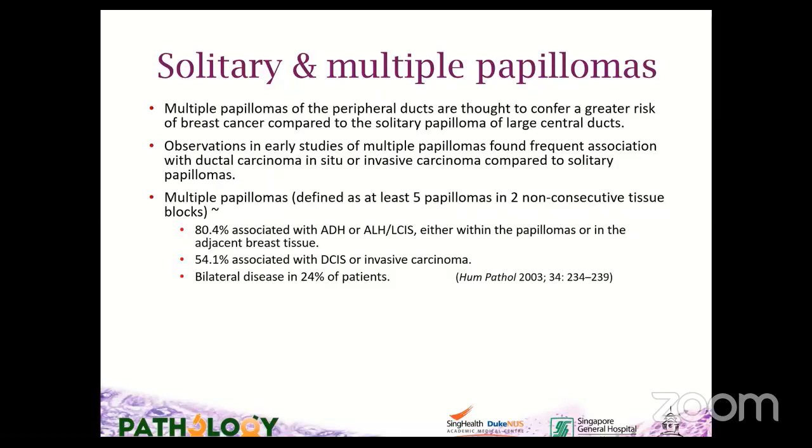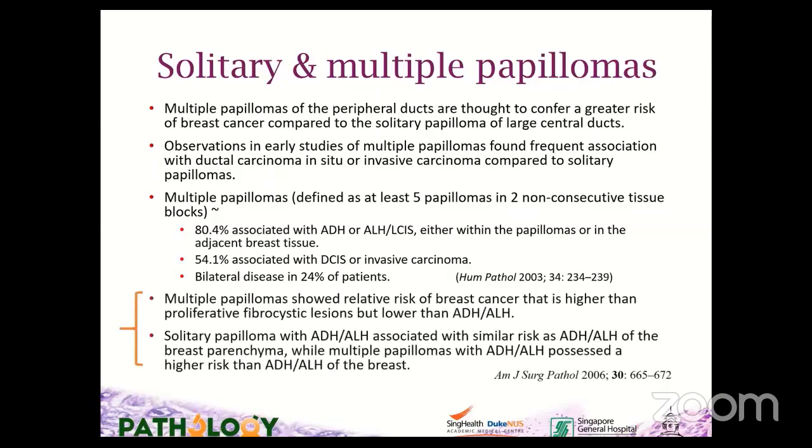This study defined multiple papillomas as at least 5 papillomas in 2 non-consecutive tissue blocks, discovering that about 80% were associated with atypical ductal hyperplasia or atypical lobular hyperplasia and lobular carcinoma in situ, either within the papillomas or in the adjacent breast tissue, with 54% accompanied by DCIS or invasive carcinoma and bilateral disease in 24% of patients.